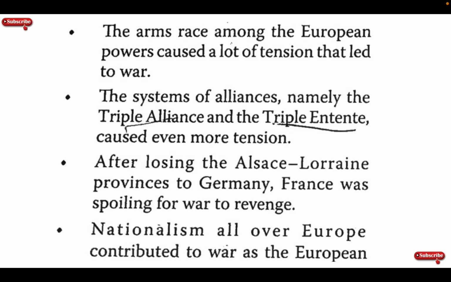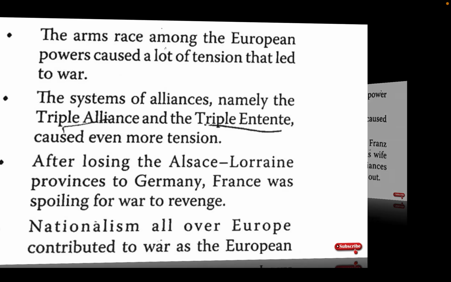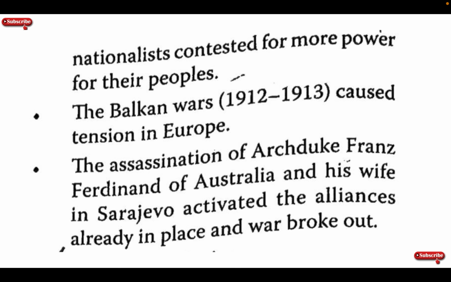Nationalism all over Europe contributed to the war, as European nationalists contested for more power for their people. The Balkan Wars from 1912 to 1913 caused tension in Europe. The assassination of Duke Franz Ferdinand of Austria and his wife in Sarajevo activated the alliances already in place and war broke out.